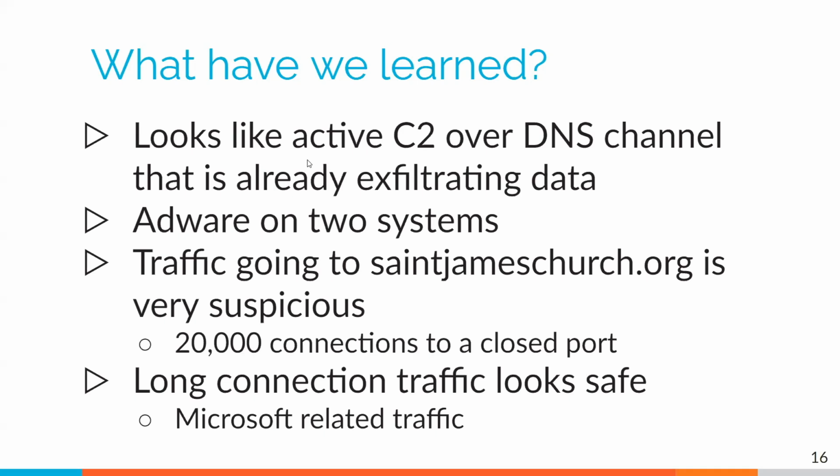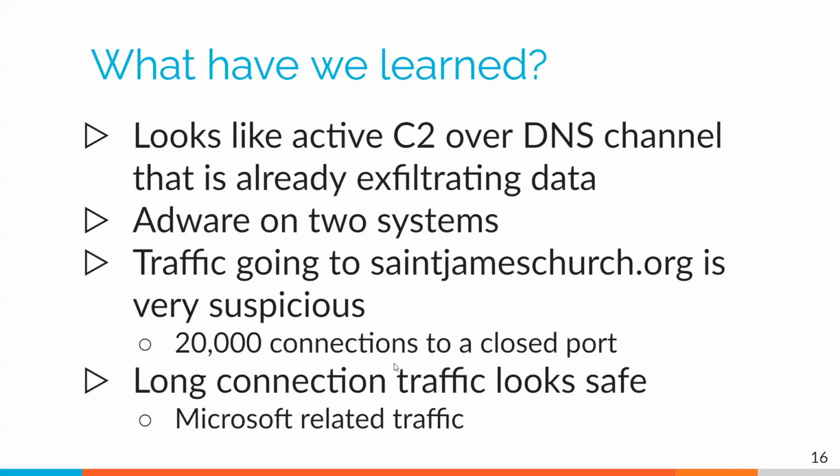Let's hit the big red incident response button. We need to respond to this. The next thing we found: adware on two systems. This is something we could probably point the help desk folks at. That's certainly not as big a priority as what we found here. We found traffic going to stjameschurch.org that isn't connecting. It's a closed port, but why is the system doing that? This may be one we want to pass off to the ops team or the local net team, whatever the case may be. And then we found a lot of long connections that turned out to be safe. We can go through and add those to our safe list.